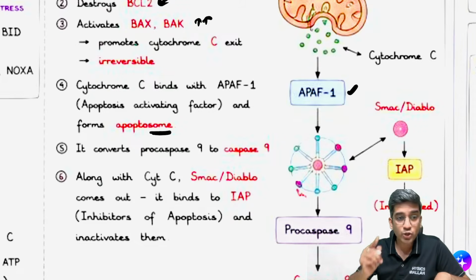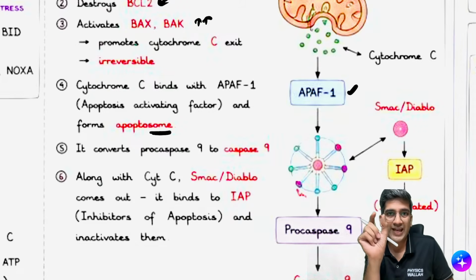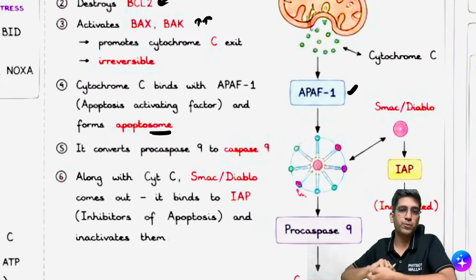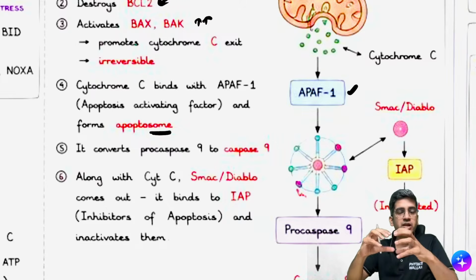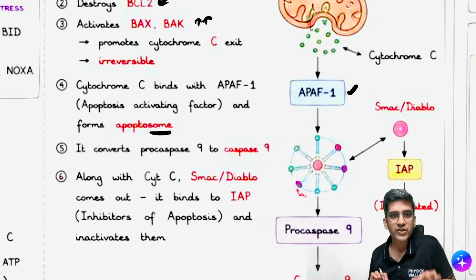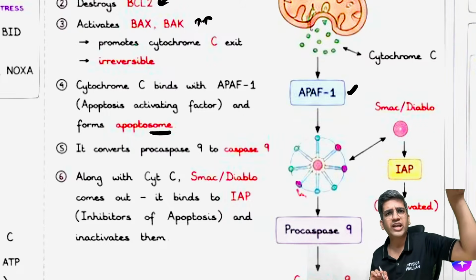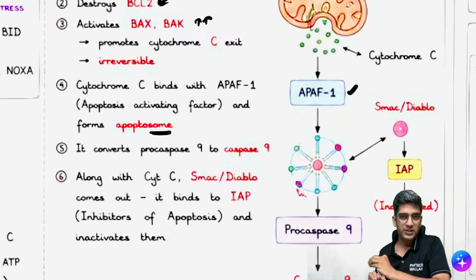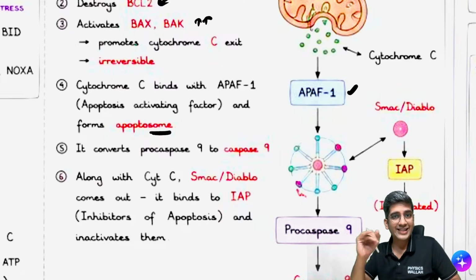See, I'm again going back to your basics. Whenever you have "some", S-O-M-E, as a suffix, it is not one protein, it's a combination of proteins. APAF1 and cytochrome C form a protein structure called an apoptosome. What the apoptosome does is only one thing, the same thing FADD did: it will convert pro-caspase 9 to active caspase 9. If you write this, that's enough to clear the exam.